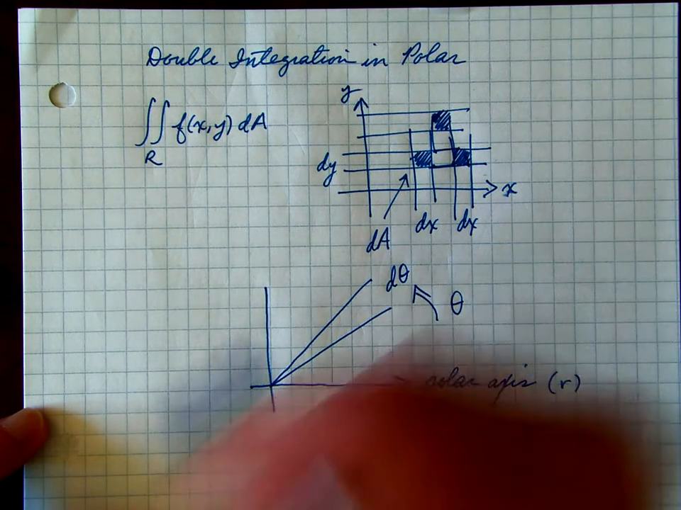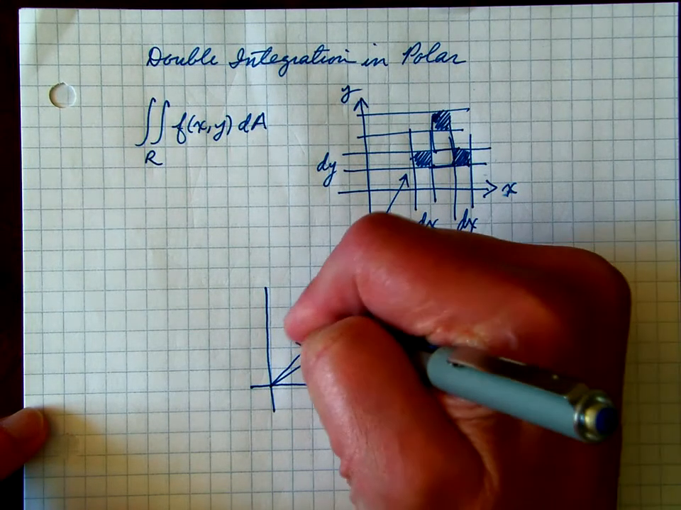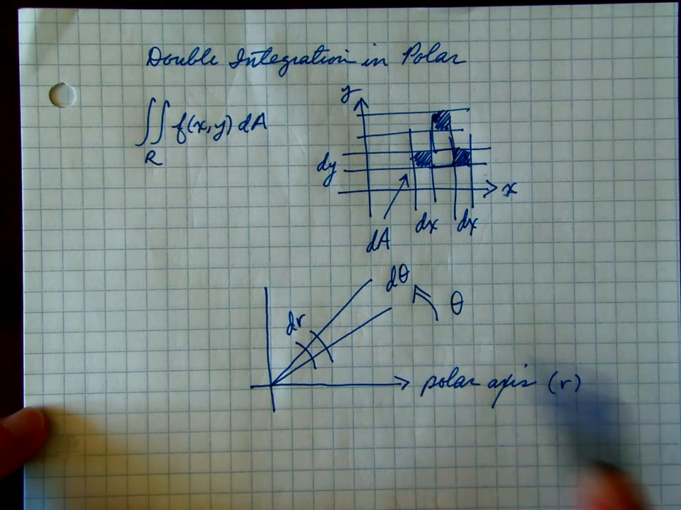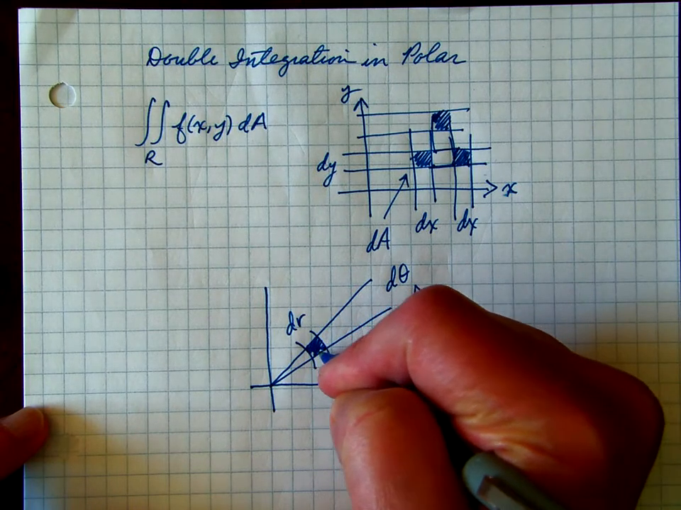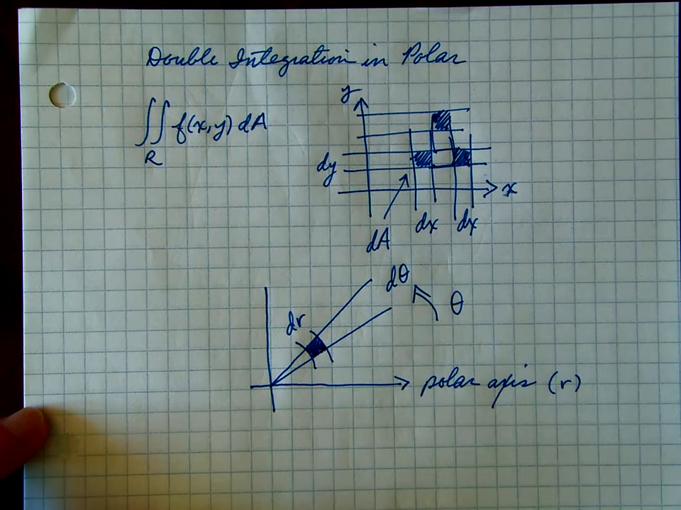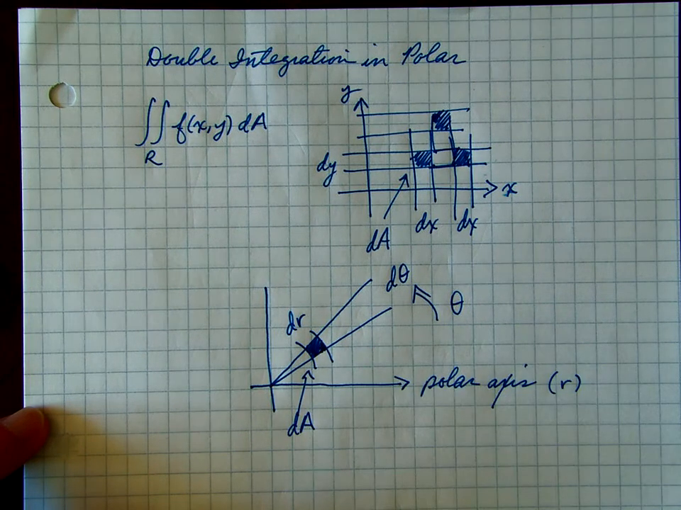Also, if you pick a dr, because remember, r is distance, so dr would be a little increment of distance, we would get, with dr and d theta, a little wedge of area right there. So there's dA in polar coordinates.